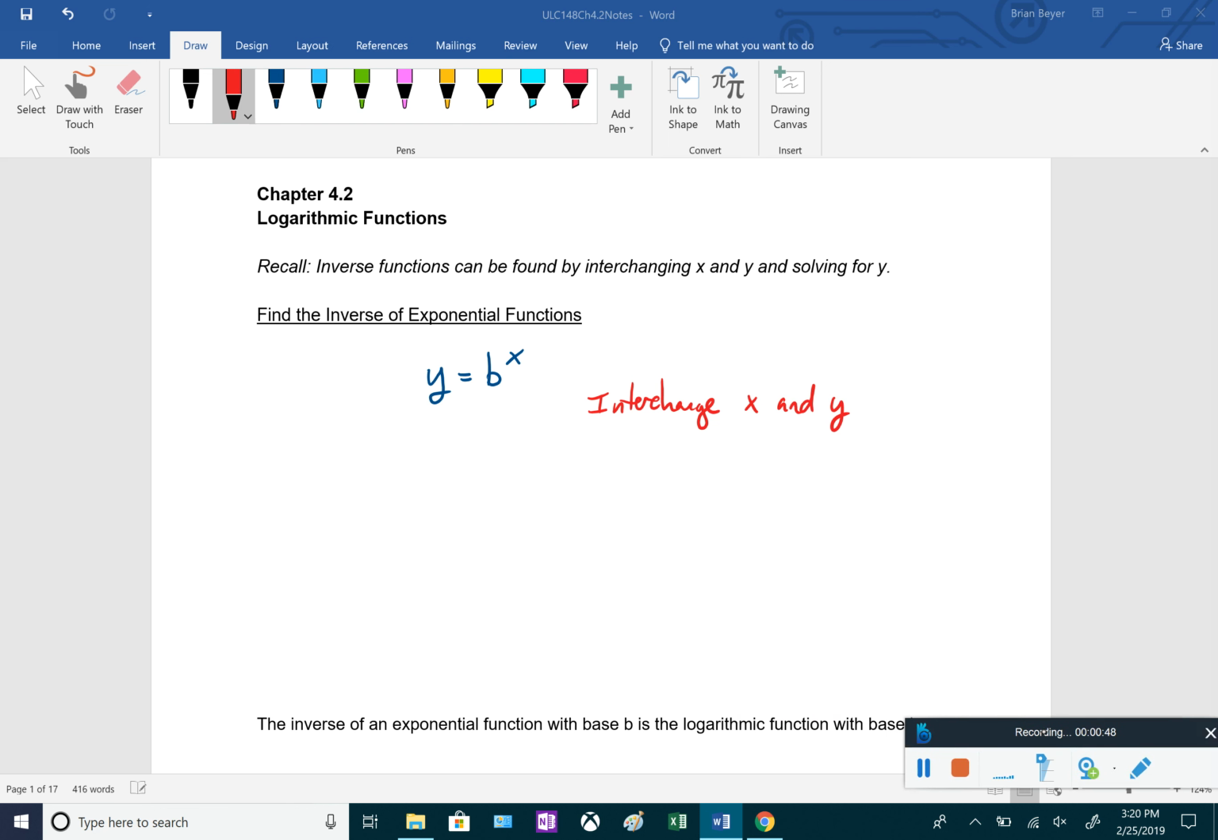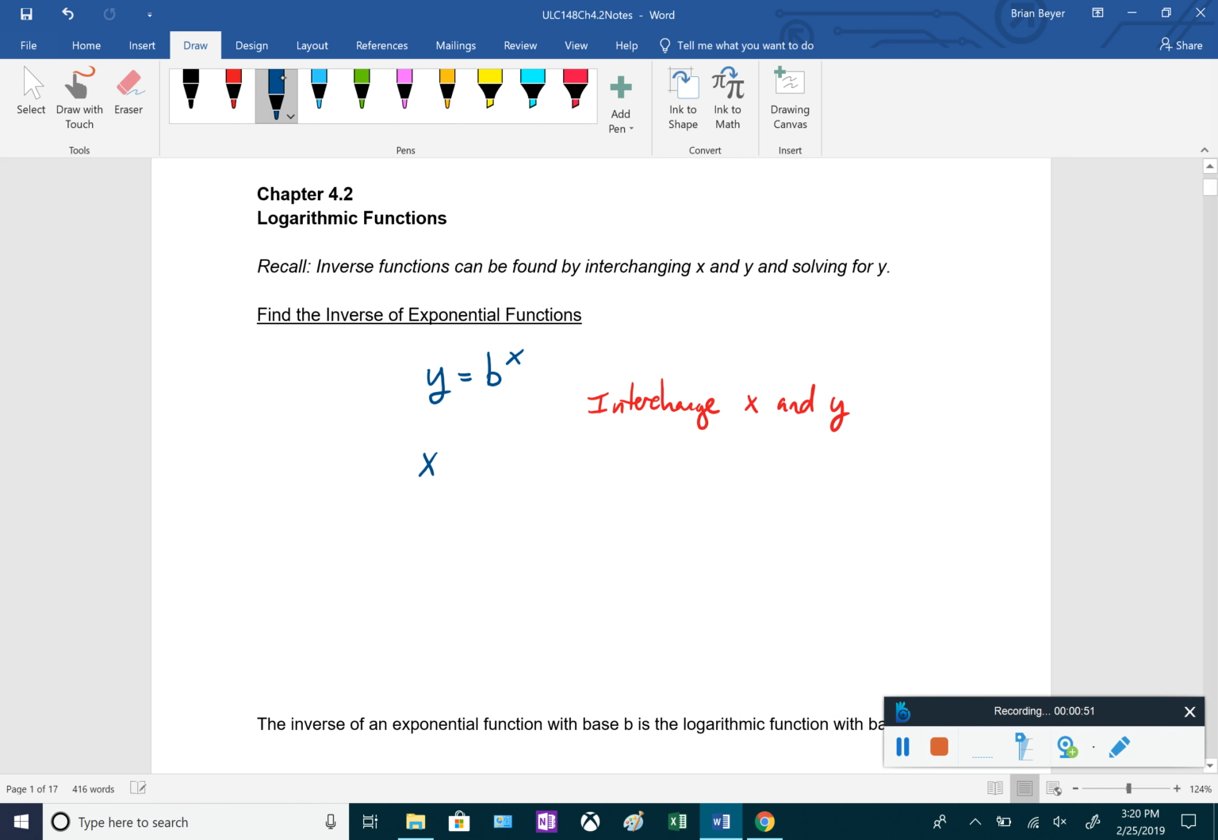When we interchange the x and the y here, we're going to end up getting x equals b to the y, and then we try to solve for y. Up until this point we didn't really have anything that would isolate that y. We can't divide both sides by b or add b to both sides to solve for y. So this is where the logarithms come into play. When we solve for y, we end up getting y equals log base b of x.